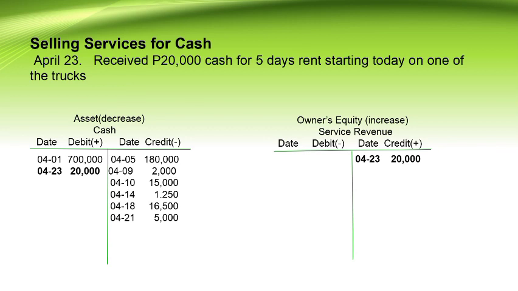April 23, received 20,000 cash for 5 days truck rent. Our next transaction is the first income of the business. The transaction increased the asset, which is the cash, and increased the income account, the service income. Assets are increased by debits, income is increased by credits. So a debit of 20,000 to cash and a credit of 20,000 to service income is made. We should always remember that increases in income increase owner's equity.